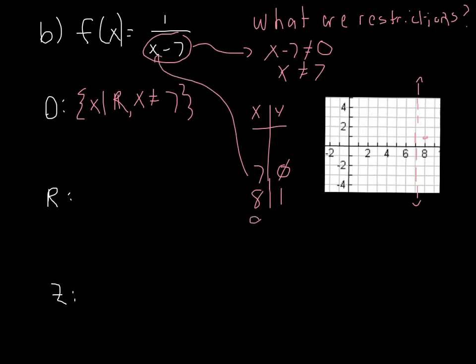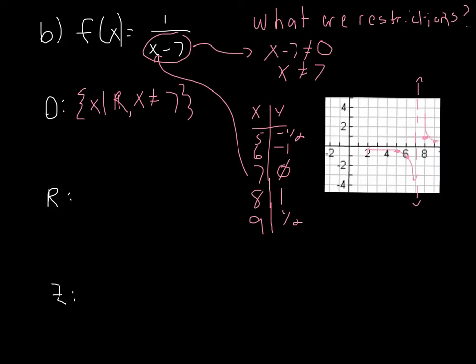If you plug in 9 to the original function, 1 over 9 minus 7 is 1/2. So 9 gives you 1/2. Plug in 6, you get negative 1. 5 gives you negative 1/2. So kind of plot those numbers. 6, negative 1; 5, negative 1/2. You can kind of see what this is going to do. It's going to do one of these.